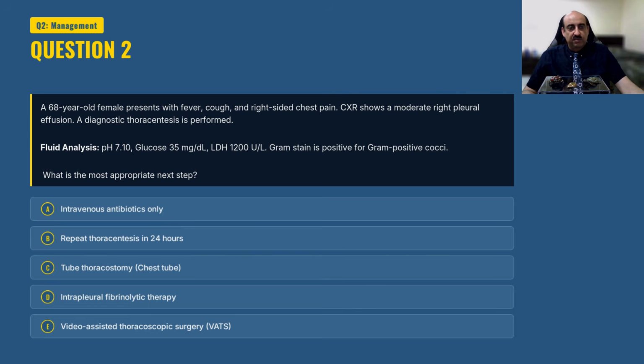Options: A. Intravenous antibiotics only. B. Repeat thoracocentesis in 24 hours. C. Tube thoracostomy, which is a chest tube insertion. D. Intrapleural fibrinolytic therapy. And E. Video-assisted thoracoscopic surgery, or VATS.